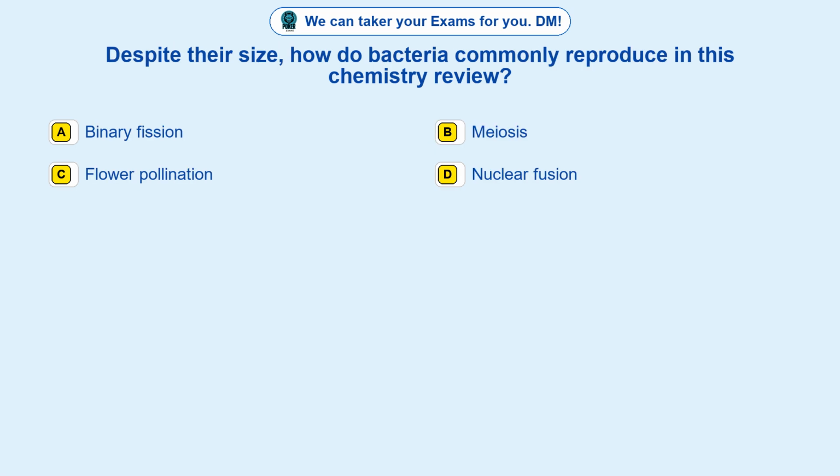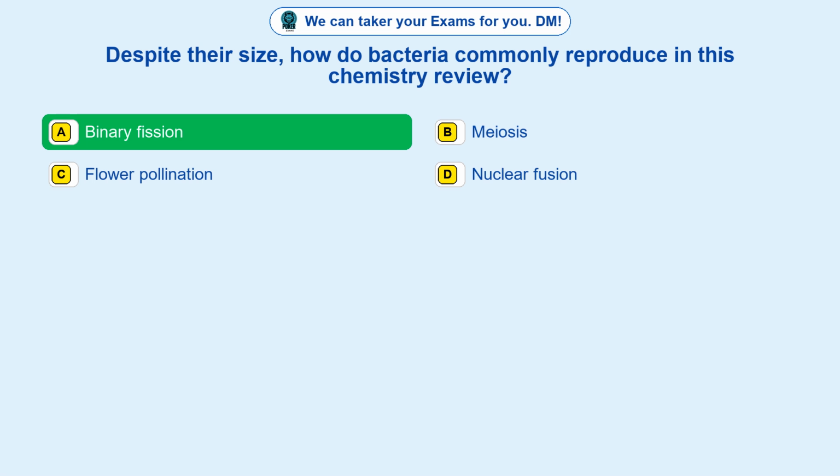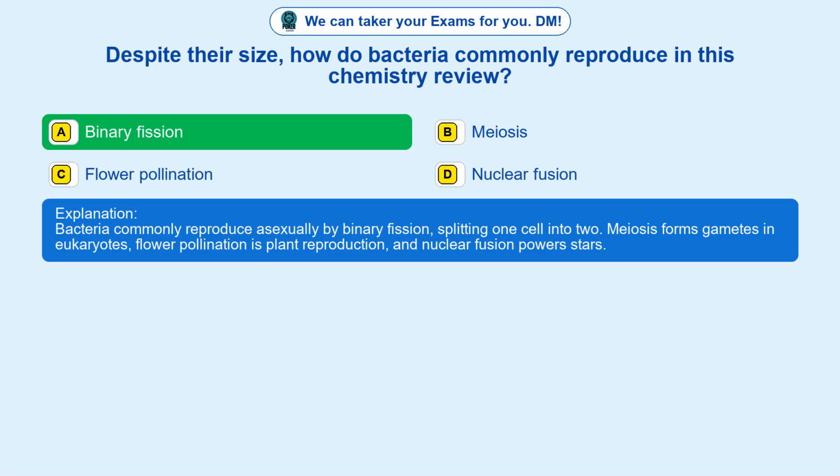Question 25. Despite their size, how do bacteria commonly reproduce in this chemistry review? Option A, binary fission. Option B, meiosis. Option C, flower pollination. Option D, nuclear fusion. The correct answer is option A, binary fission. Bacteria commonly reproduce asexually by binary fission, splitting one cell into 2. Meiosis forms gametes in eukaryotes, flower pollination is plant reproduction, and nuclear fusion powers stars.